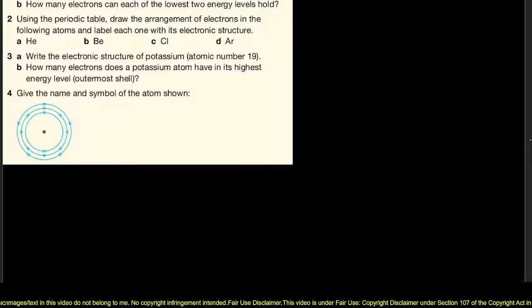We say that an atom contains energy levels or energy shells, and the lowest energy level is the shell found closest to the nucleus. Right, so this is the shell closest to the nucleus.